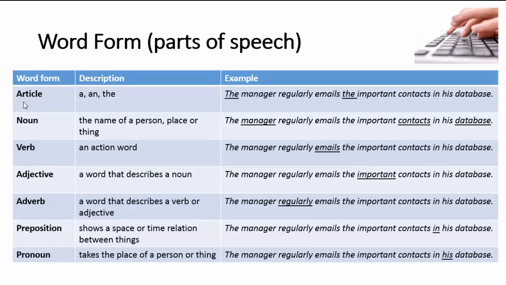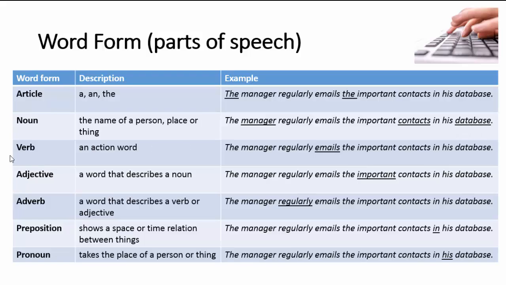So first of all, the article. An article is a, an, or the. So in this sentence, obviously we've got the manager, the important contacts. A noun is the name of a person, place, or thing. So the manager, manager is a noun. Contacts, database, those three words are nouns.